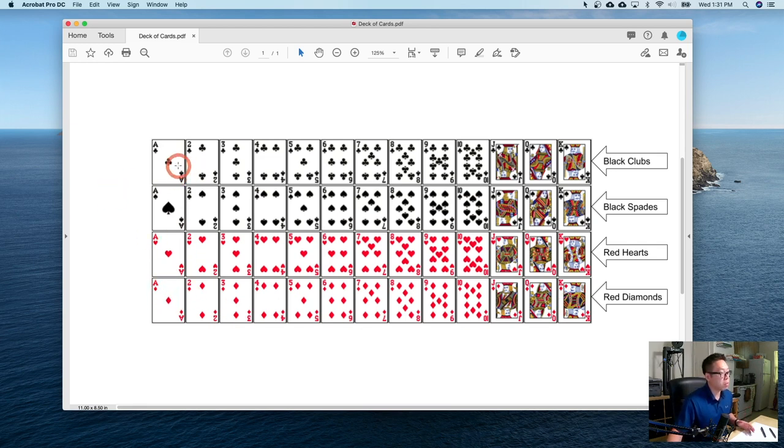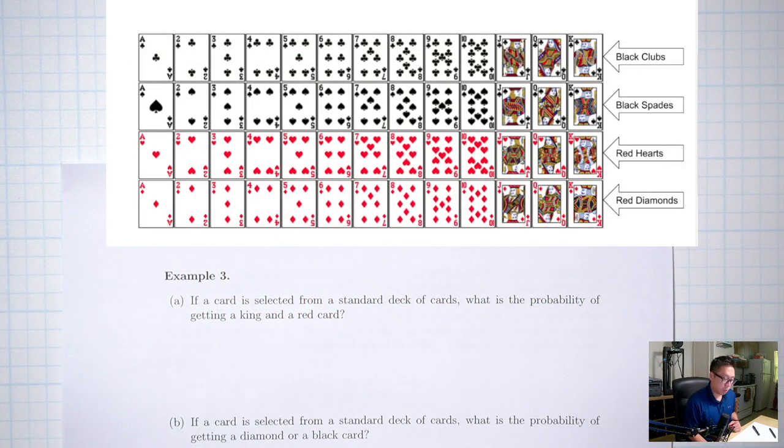Now, for each row, notice that it goes from A, 2, 3, all the way up to 10. So think of the A as 1. So 1 through 10, Jack, Queen, King. Jack, Queen, King are called face cards because you can see a face on them. And I think the last thing I need to tell you is how many cards are there total. 1 through 10, Jack, Queen, King, that's 13 on each row. And there are 1, 2, 3, 4 rows. So 13 times 4, that's 52. 52 cards total.